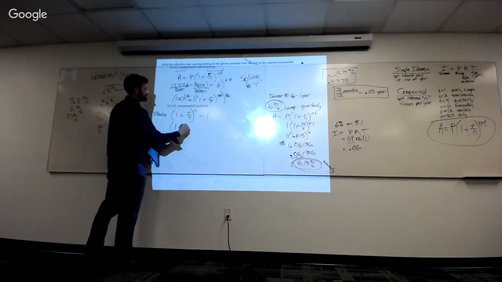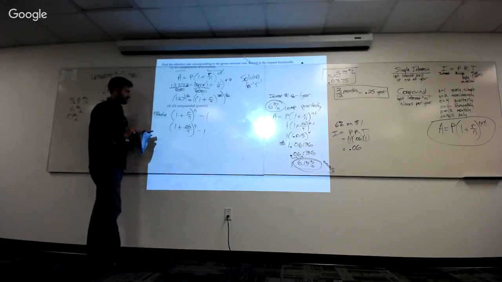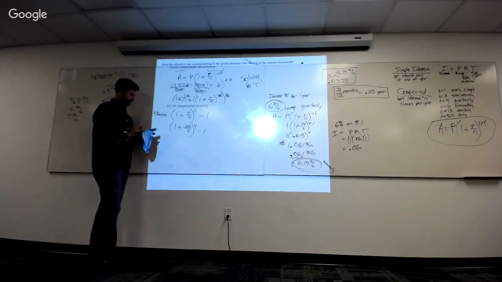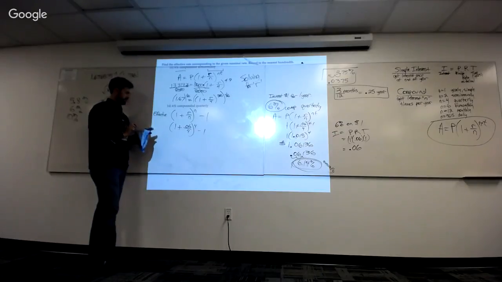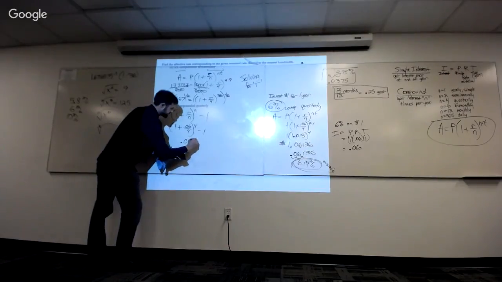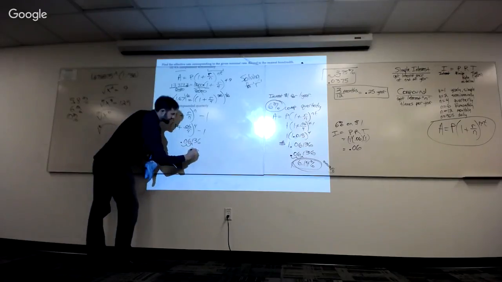1 plus 0.06 over 4, to the 4, minus 1. So we should get the same thing as what we just did. 0.06 divided by 4 plus 1, there's the power 4, minus 1. So yeah, did everyone get 0.06136? Which is really, if you move the decimal twice, 6.136%.